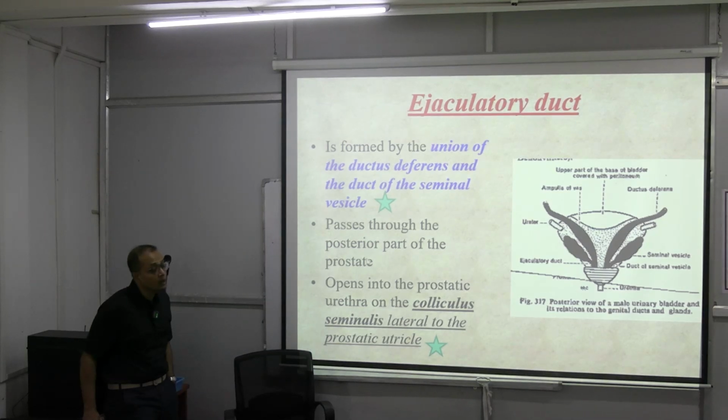So, this ejaculatory duct, you have to know how this ejaculatory duct is formed, who makes this ejaculatory duct, and where the ejaculatory duct opens into. This is very important, you have to know basic facts.